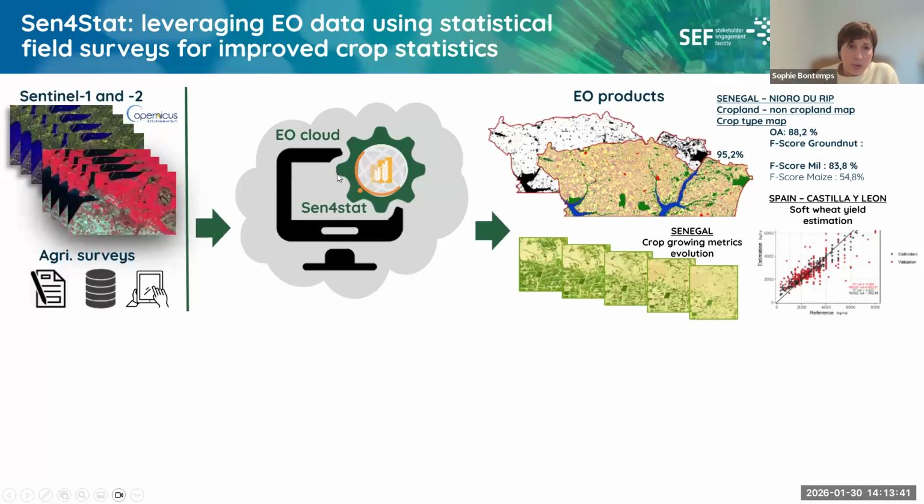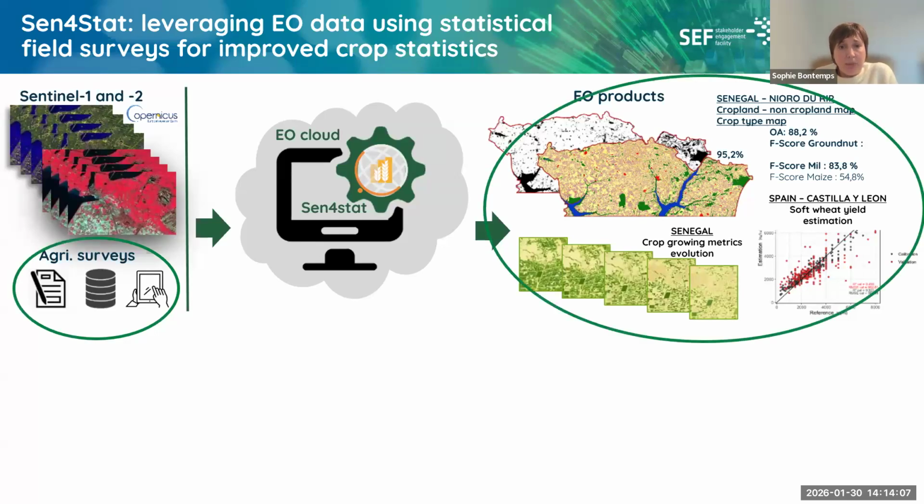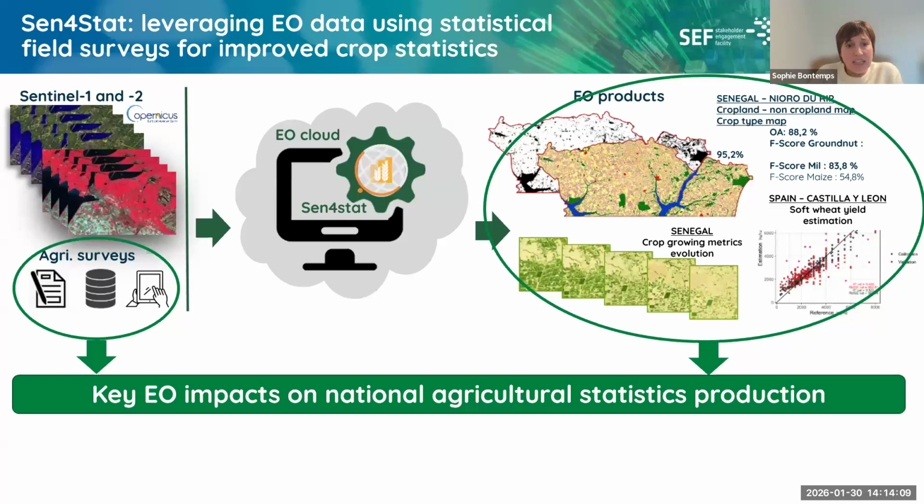So the toolbox, this is what we can see here. It is on a server on the cloud. It makes use of Sentinel-1 and Sentinel-2 data, and also of the surveys that come from the NSO. And it generates what we call EO products. It can be maps, it can be metrics that will assess how the crops are growing, and it can be yield estimation. And when we have these EO products, Sen4Stat will combine them with the survey data to improve the statistics.